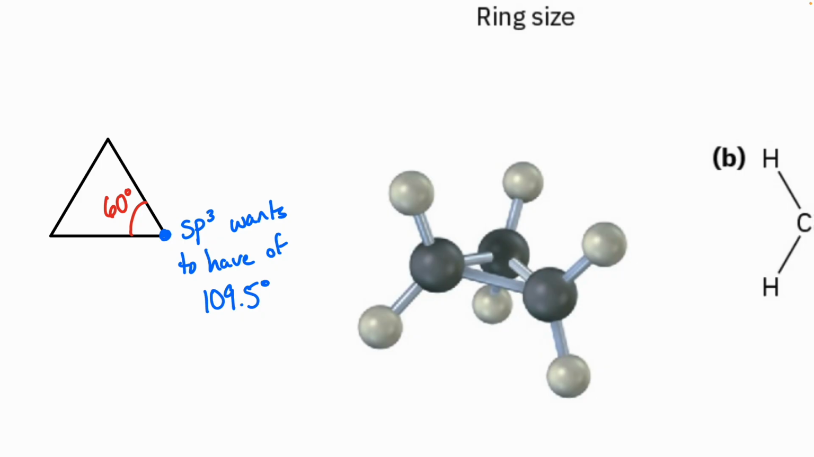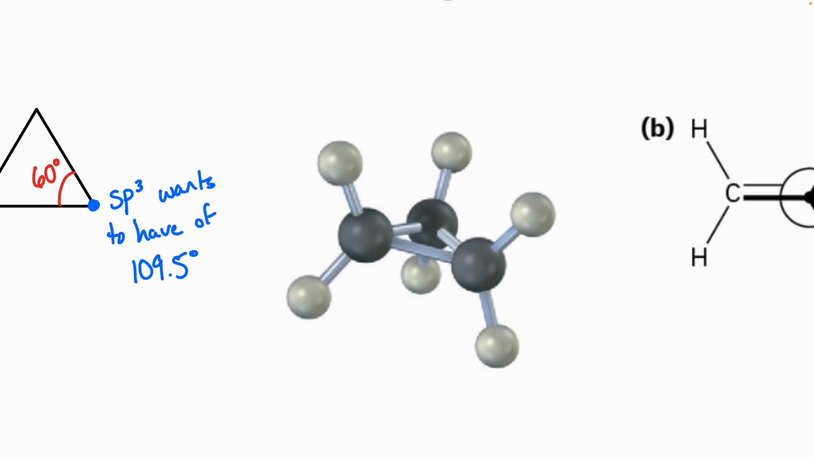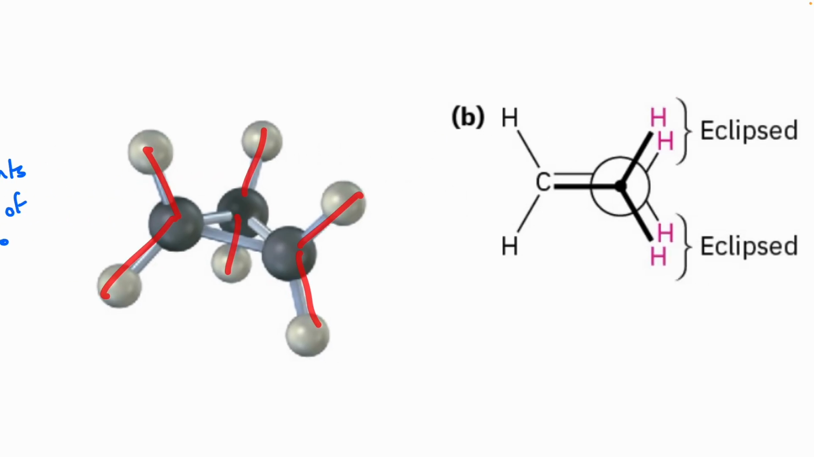So this creates what's called angle strain. The fact that we had to take this carbon and bend that bond into a far more acute bond angle than it wants to have. Not only that, but the only way that we can make a triangle is if all those atoms lie in the same plane, which means that all of those bonds are going to be perfectly parallel to one another, or what we call the eclipsed conformation.